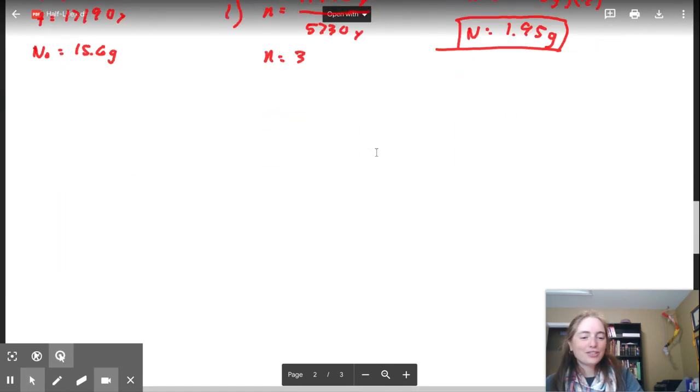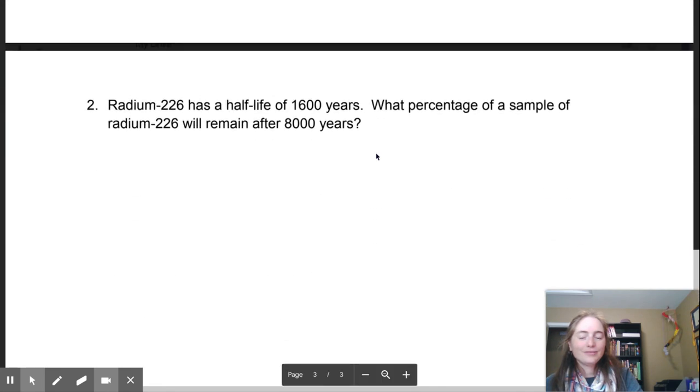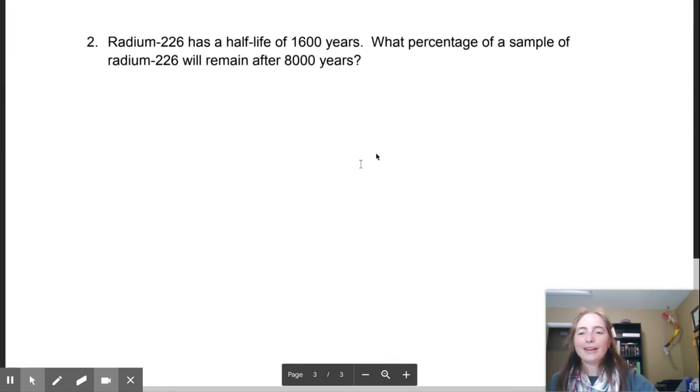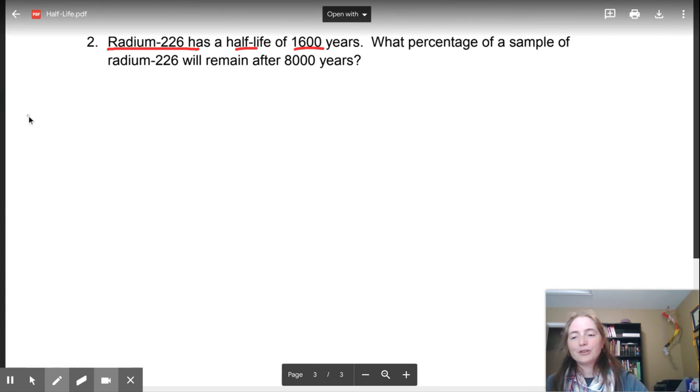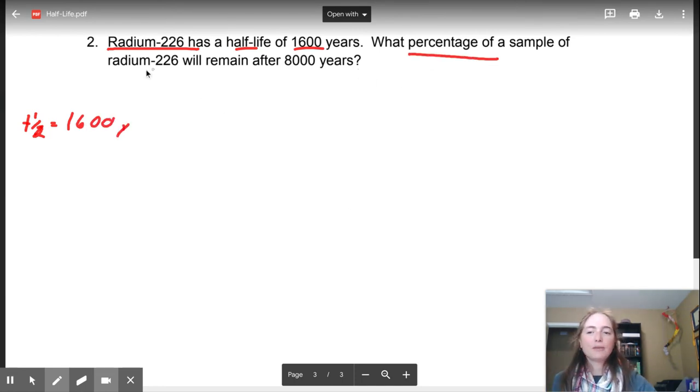So, next question. Radium-226 has a half-life of 1,600 years. So we've got T half is equal to 1,600 years. What percentage of a sample of radium will remain after 8,000 years? Okay, so time is 8,000 years, and we have been asked for percent remaining.